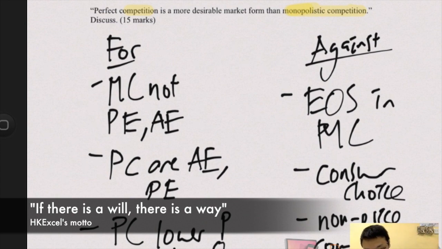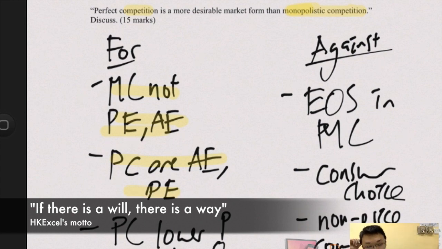Okay, so this question asks you to compare perfect competition with monopolistic competition. So again, as I said, you look at three things, right? The first is productive and allocative efficiency. And as you may all know, monopolistic competition has exactly the same diagram as monopoly. So therefore, in terms of allocative and productive efficiency, you write down the exact same explanation as the last question. So monopolistic competition is not productively and allocatively efficient, just like monopoly. Perfect competition is allocatively and productively efficient.